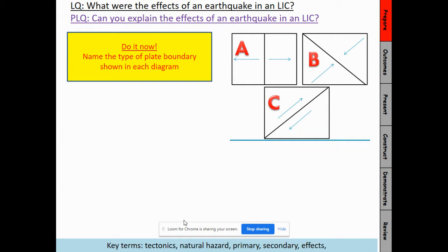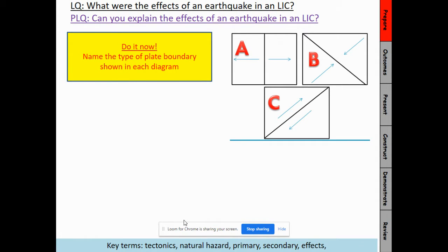Okay. So in lesson 3, we're going to look at the effects of an earthquake in an LIC. In the last lesson we looked at the effects of an earthquake in a HIC, and we used New Zealand as our case study. So today we're going to look at the effects of an earthquake in an LIC, and we're going to use a country called Nepal as our case study.